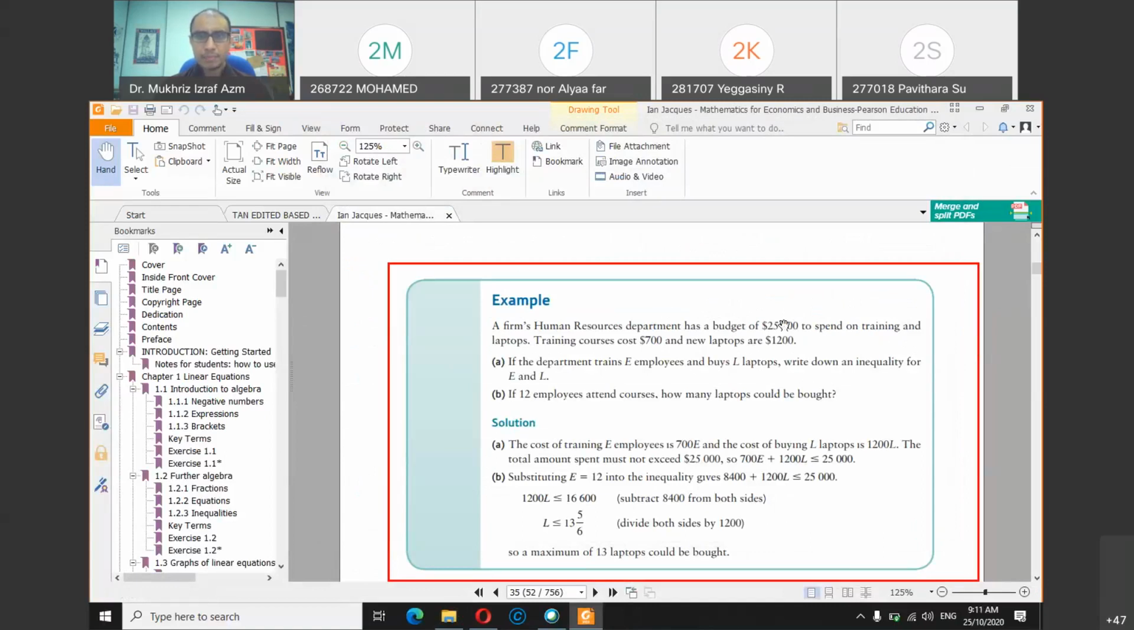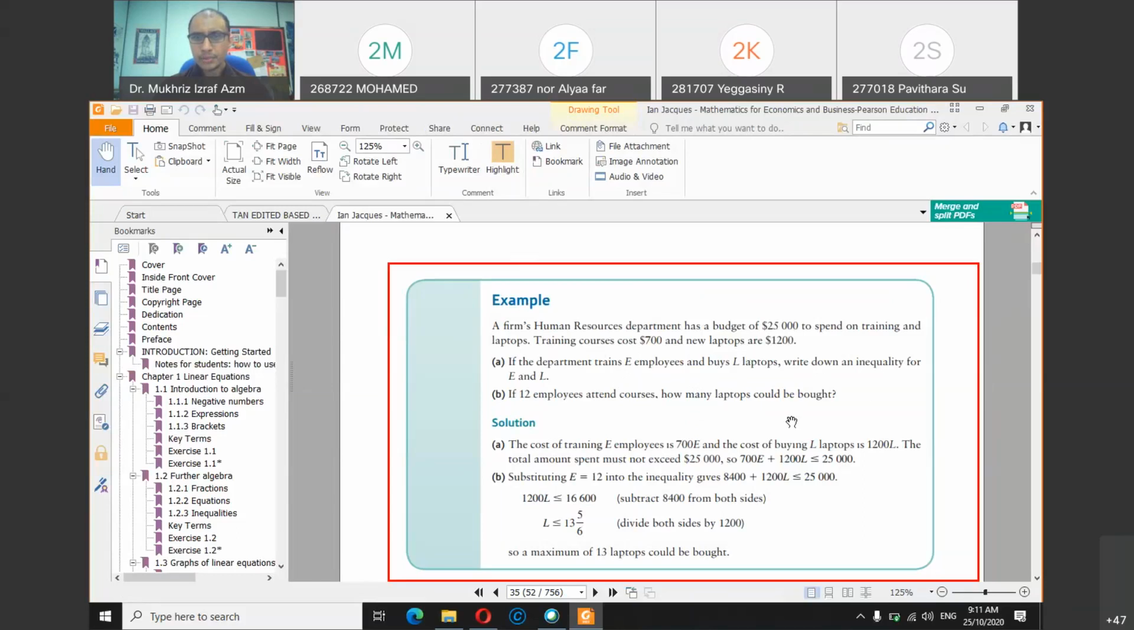The company has a budget of 25,000 to spend on training and laptops. The training costs $700 and laptops $1,200. The department trains employees and buys laptops. The symbol for training is E, and the symbol for laptop is L. It's like X and Y. Write down the inequality for E and L.